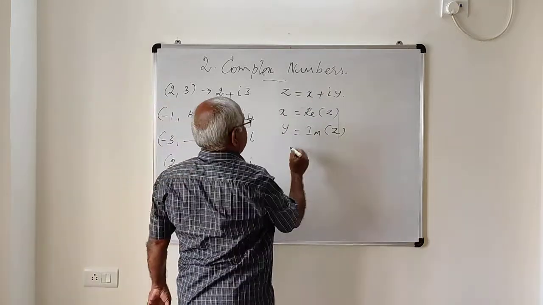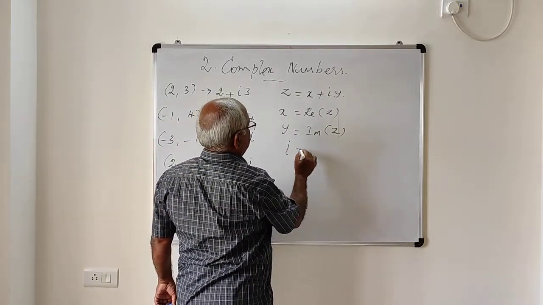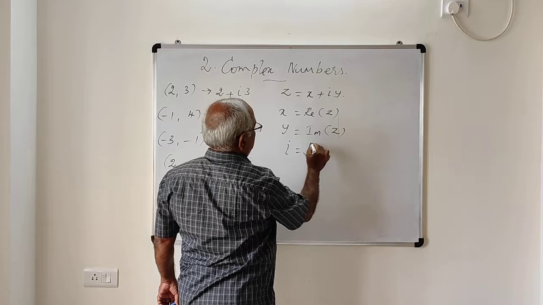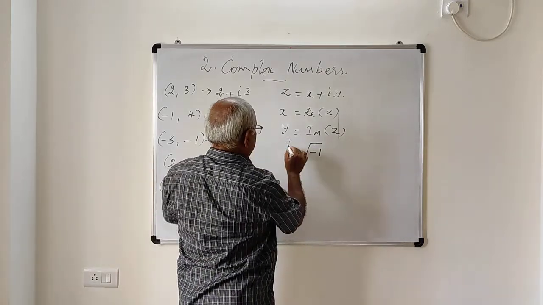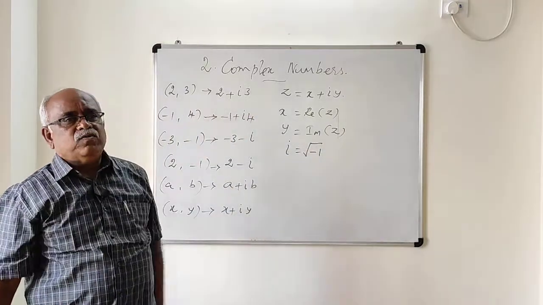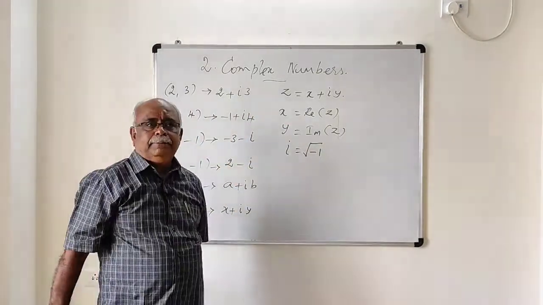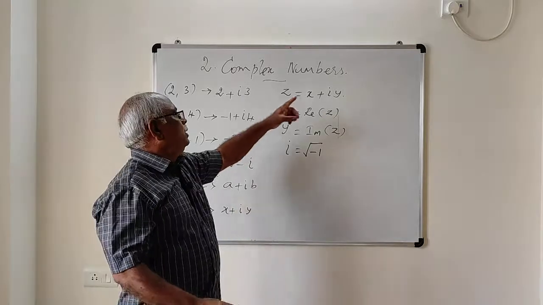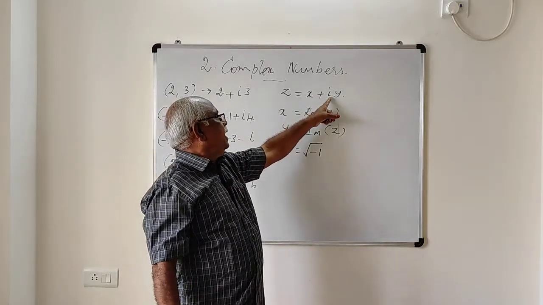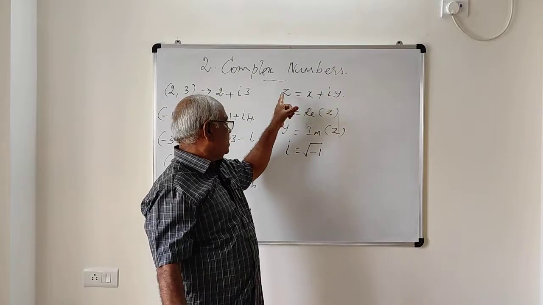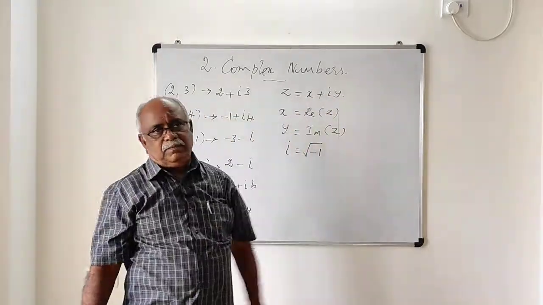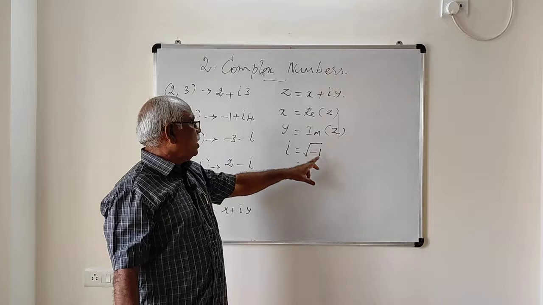And what is i? i is square root of minus 1. i is an imaginary number and its value is square root of minus 1. Since this i is multiplied with y, it is the imaginary part of the complex number and x is the real part of the complex number, and that i value is square root of minus 1.